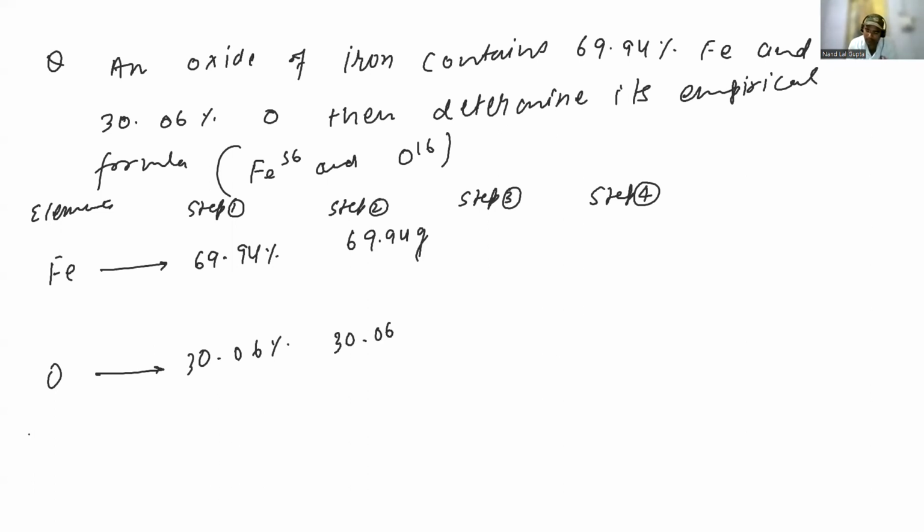Here is step number 3. Now we are calculating the moles. So 69.94 upon the mass they have given, which is 56. And for oxygen, N is equal to 30.06 upon the mass, which is 16. Can you guess how many moles are coming? Here in this case 1.25 is coming, and here 1.88 is coming.